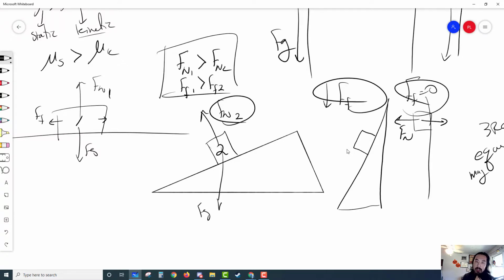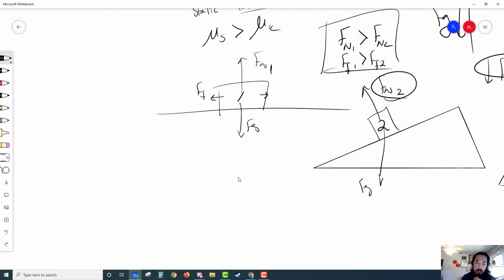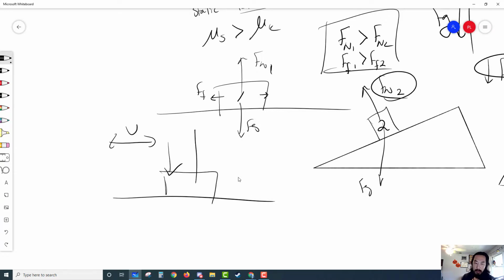Very important idea here: as your angle increases, your force of friction decreases, and that's because the normal force decreases. So in a scenario like this, they could ask you a couple of things. If you have a box here, and you push down on the box as it slides left to right, what happens with the force of friction? Well, if you're pushing down on the box, the normal force is going to increase, and if your normal force increases, your force of friction increases.